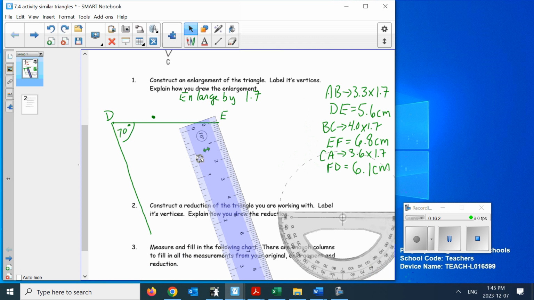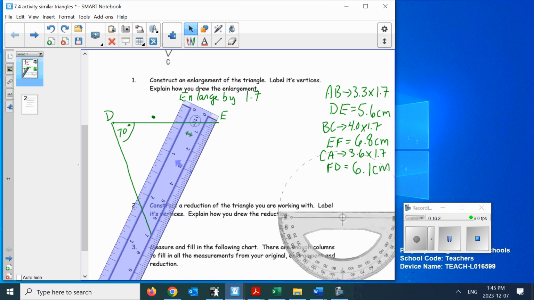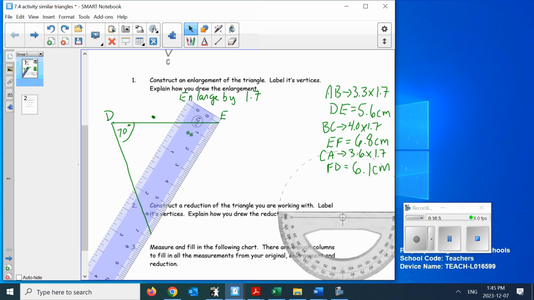I'm going to just twist mine. Mine actually is 6.8. But that's just a little variance. Okay, my ruler doesn't work as well as yours to make straight lines. There it is.